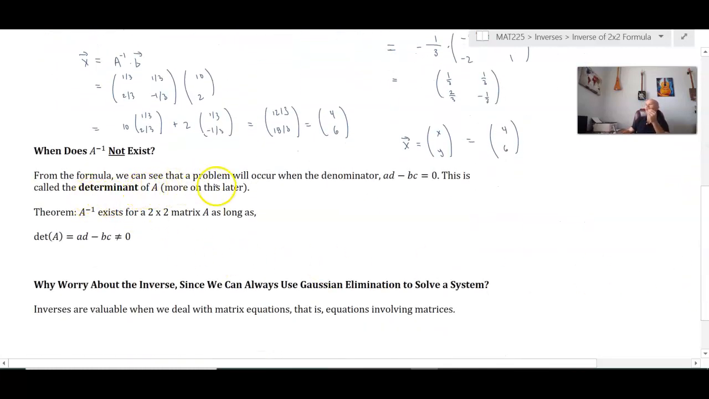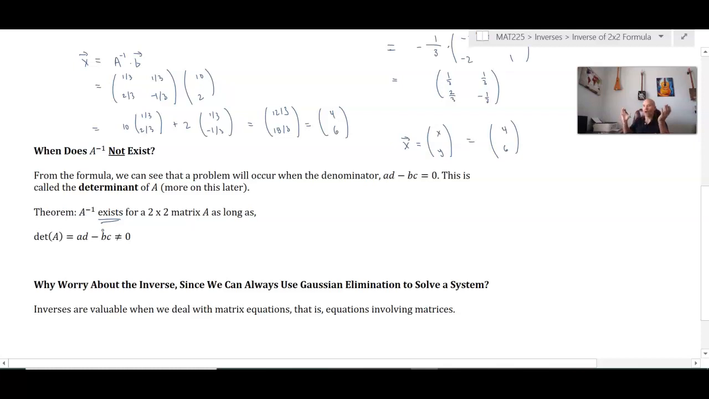So from the formula, we can see that a problem will occur when the denominator AD minus BC is equal to 0. This is called the determinant of A. In a way, you can think about it as it helps us determine whether the inverse exists. And we're just going to write this little theorem, which we've already sort of proven in language. A inverse exists for a 2 by 2 matrix as long as what we're calling the determinant of A, notice that we just use the abbreviation DET parentheses A, which is that denominator AD minus BC. As long as that is not equal to 0, A inverse exists.